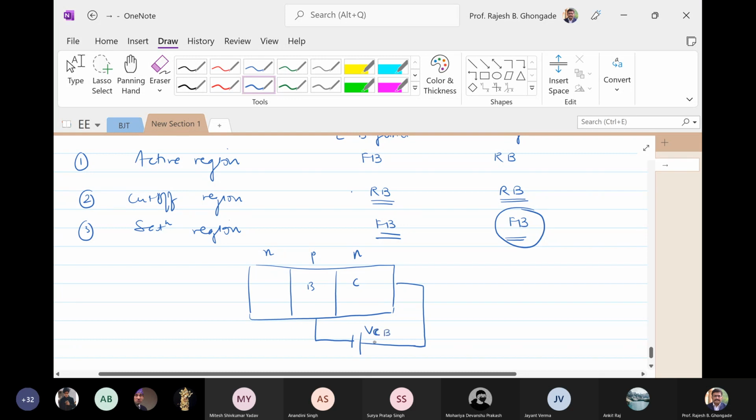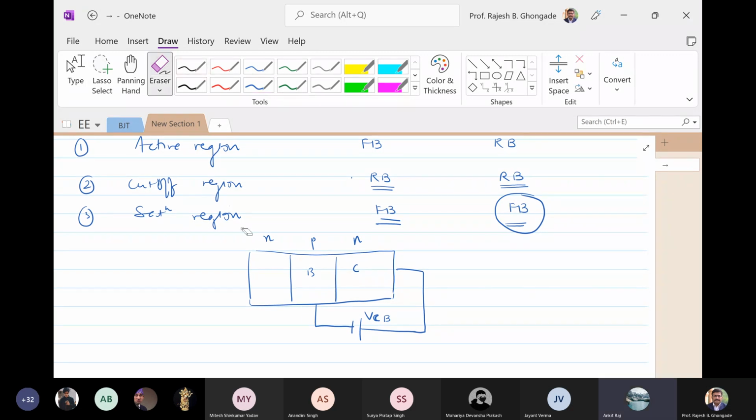अभी इसको मैंने रिवर्स बायस करना है तो क्या होगा? कैसे होगा? रिवर्स बायस करना है तो इसका नेगेटिव और पॉजिटिव टर्मिनल्स को अपोजिट कर देंगे। ये नेगेटिव, ये पॉजिटिव होगा। अभी मैंने फॉरवर्ड बायस करना है तो क्या करेंगे?